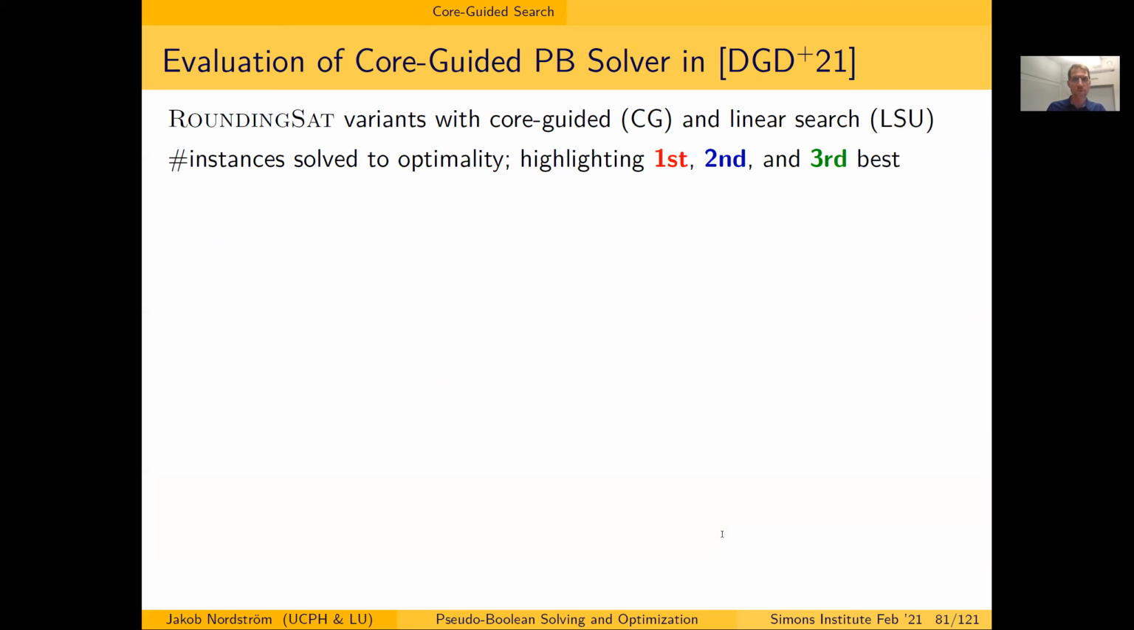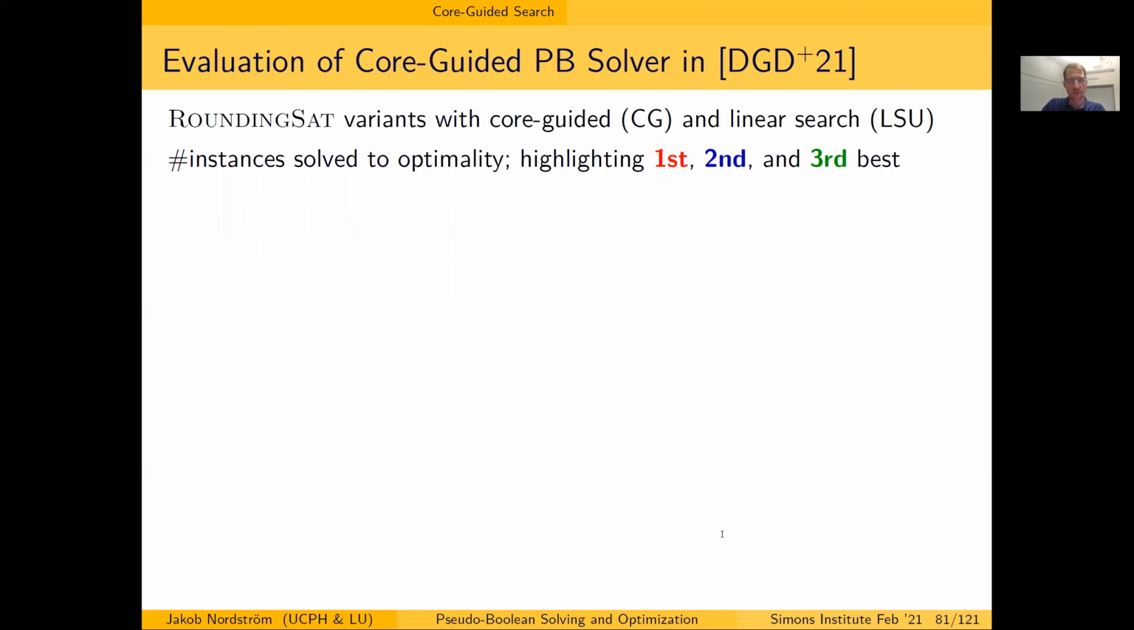I just want to report briefly, this is actually something that we try to do. If we try to evaluate, we implemented core-guided search in a pseudo-Boolean solver, in the solver RoundingSat that was mentioned in part 2 of this tutorial. And we have explored different flavors of this, combining core-guided search and linear search.